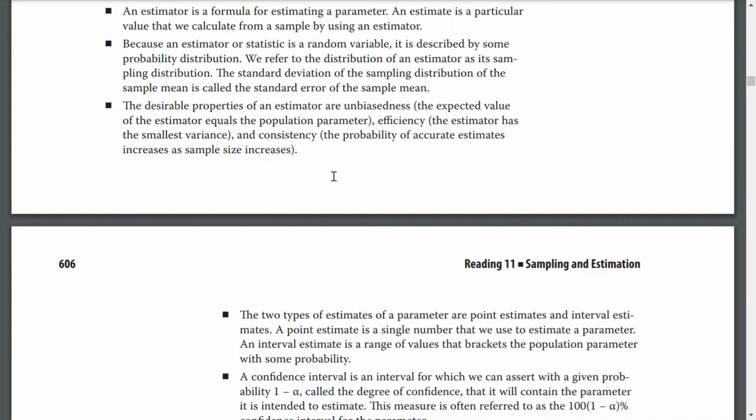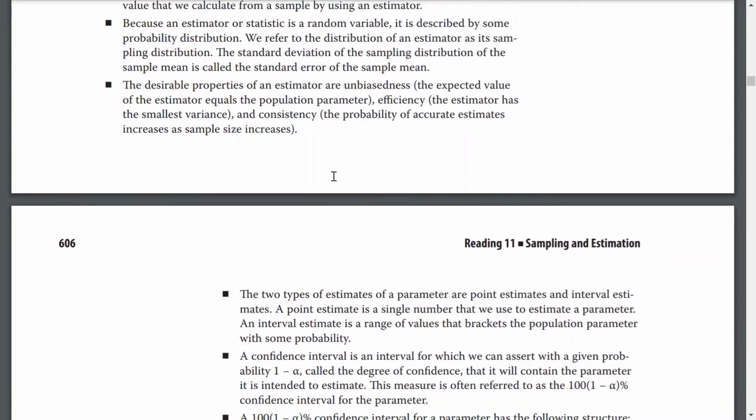With reference to the normal distribution, it's a normal distribution. With reference to the distribution of an estimator, as in sampling distribution, the standard deviation of the sampling distribution of the sample mean is called the standard error of the sample mean.